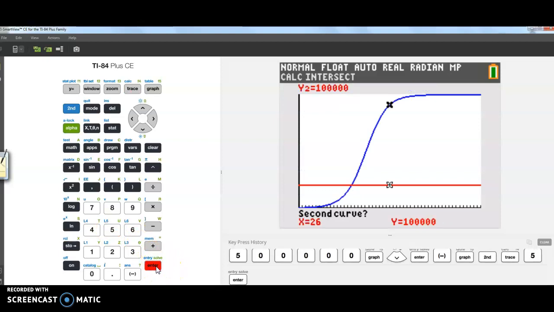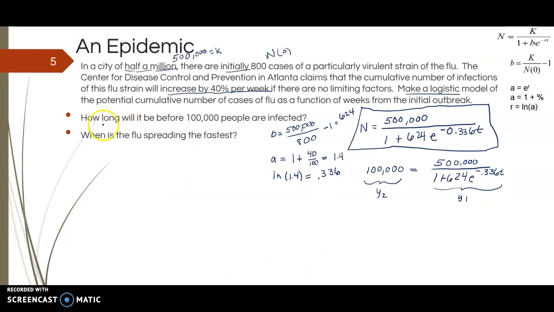I can hit enter through all of these curves, because I only have 2 equations in there, and I get that at about 15 weeks, we'll be at the 100,000 mark. So going back here, how long will it be before 100,000? We solved by graphing, and we got 15 weeks.